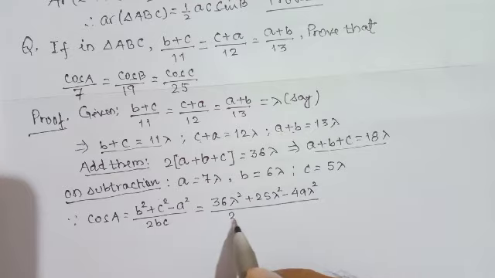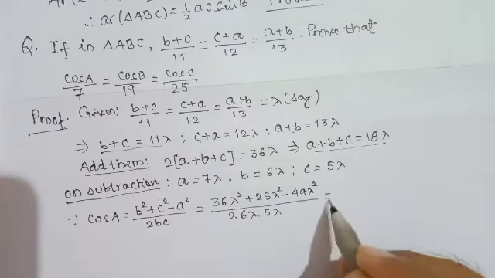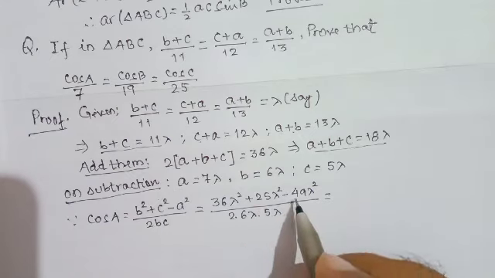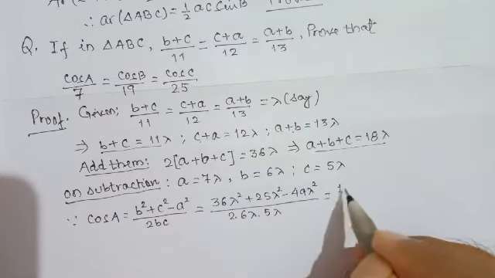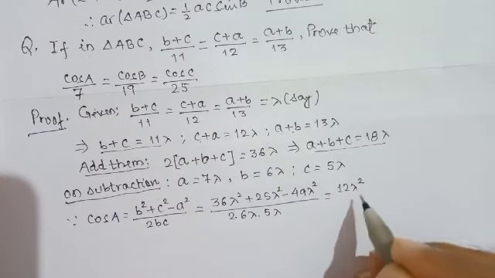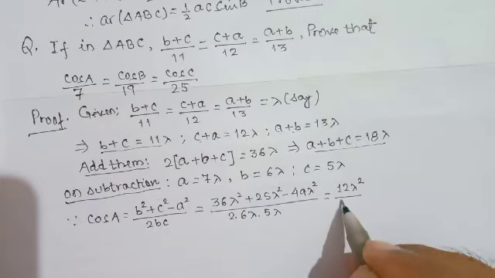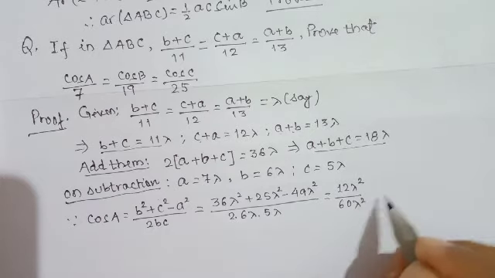So 2 into 6 lambda into 5 lambda. We have 36 plus 25, which is 61, minus 49 means 12 lambda square upon 60 lambda square. Lambda square should be cancelled. This is 1 upon 5.